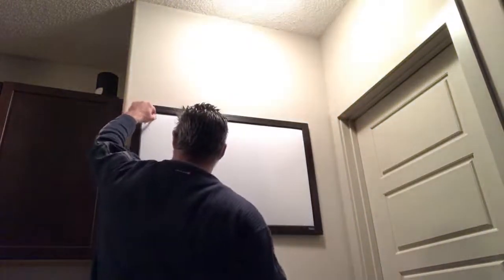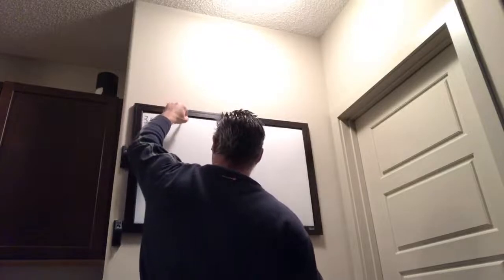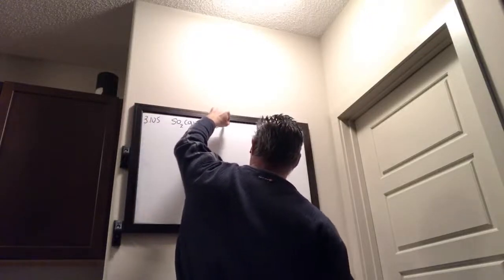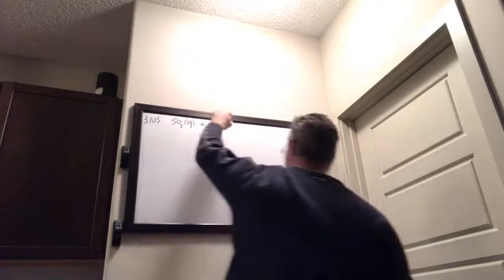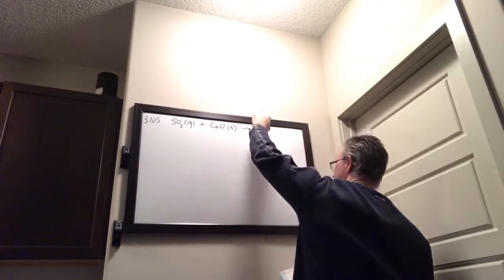So the first challenge of this problem is to figure out what the equation is. It doesn't give you an equation, but if you know your polyatomic ions by heart, it shouldn't be too hard to write. So you have sulfur dioxide gas reacting with calcium oxide, which is a solid, to yield calcium sulfite.